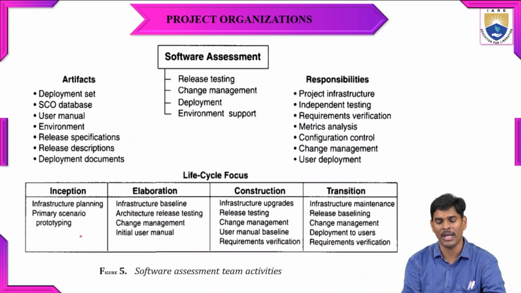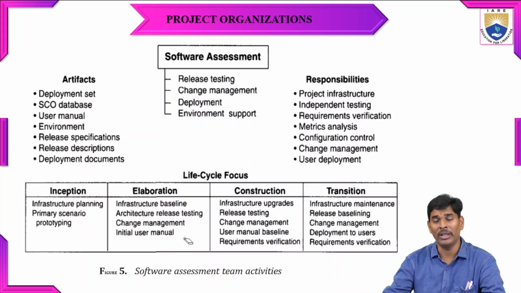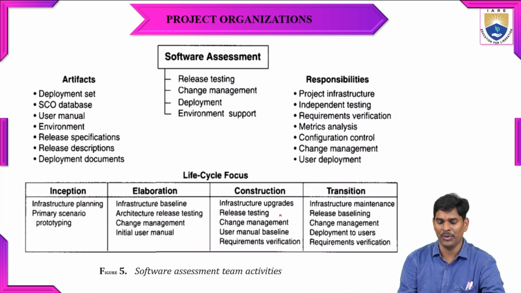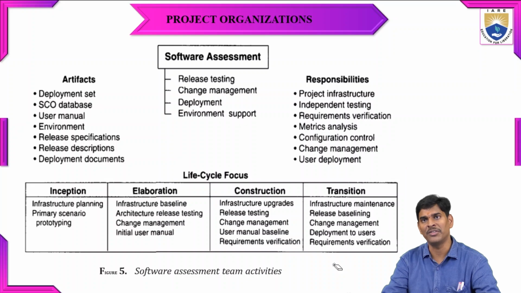They're going to design the prototype, and the elaborations that they're going to check: architecture, release testing, and change management during the design part only. They will be checking whether there are any changes for the particular architecture or the infrastructure, and they're going to release the user manual. And in construction, they're going to check what the upgrades are. For example, they're going to check the release of the alpha, beta, and different types of upgrades like that. Okay, release testing, change management, user manual baseline, and requirement verification.